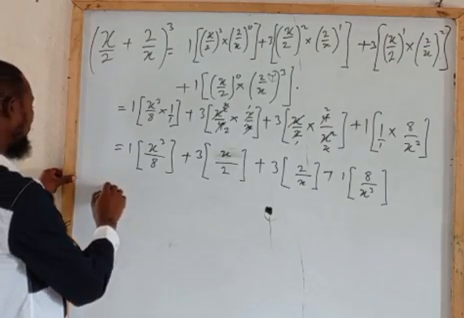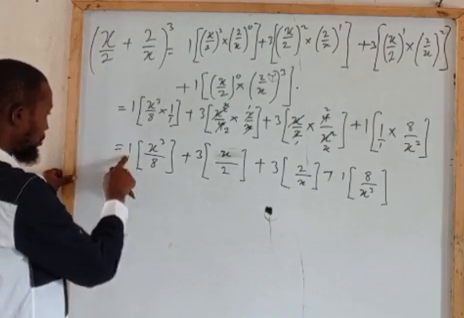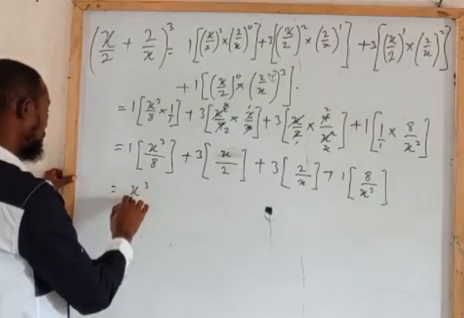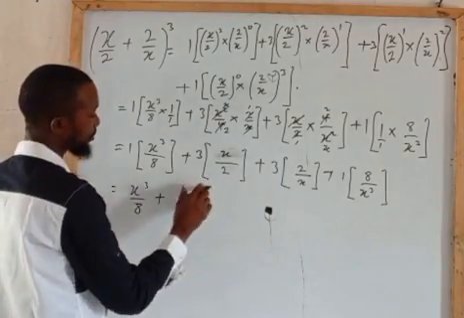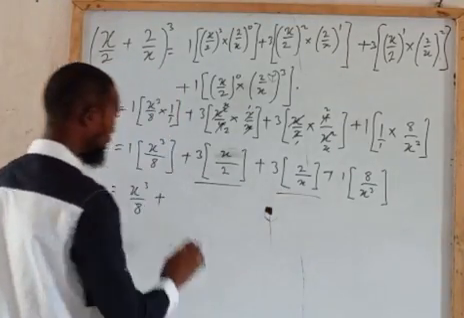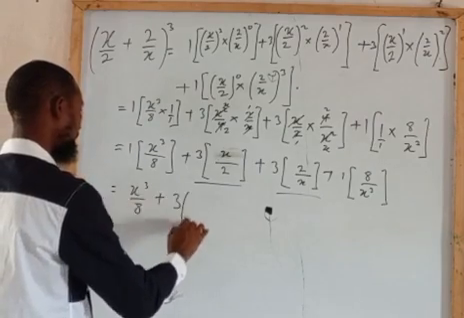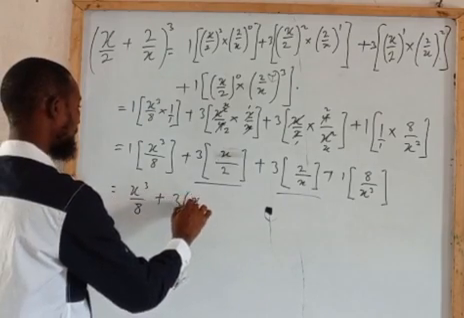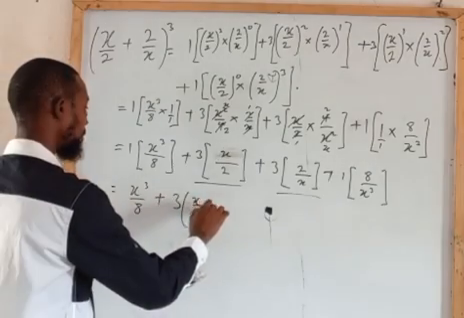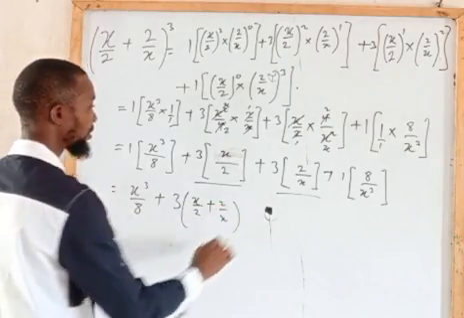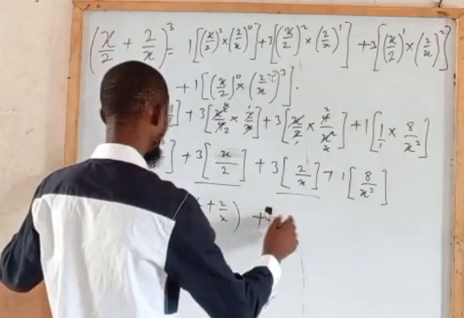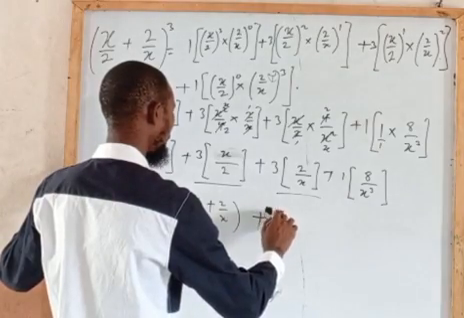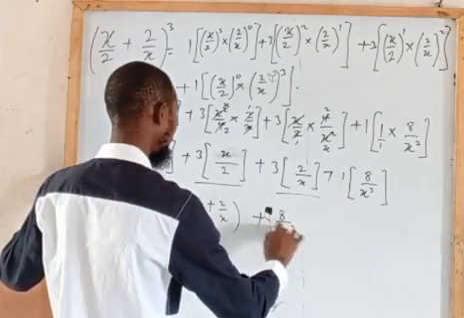So I can write this as 1 multiplied by this, which is x cubed over 8, plus, we can see 3 is common to this term and this one. So I can say this one is 3 into x over 2 plus 2 over x, then plus 1 multiplied by 8 over x cubed. So that one is 8 over x cubed.